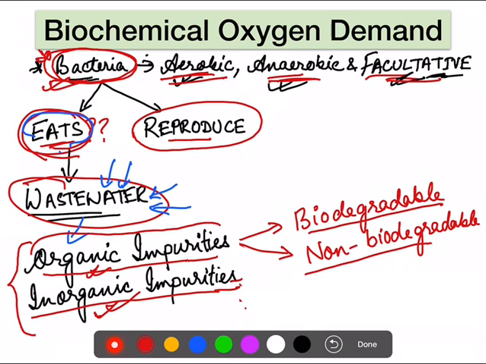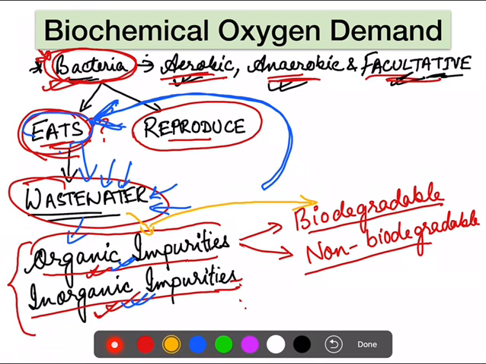Now I am again going to that question, what does a bacteria eat? A bacteria eats something which is present inside the wastewater. We know that inside wastewater there are organic and inorganic impurities. Bacteria eat organic impurities which are biodegradable. Bacteria cannot eat inorganic impurities, or organic impurities which are non biodegradable.